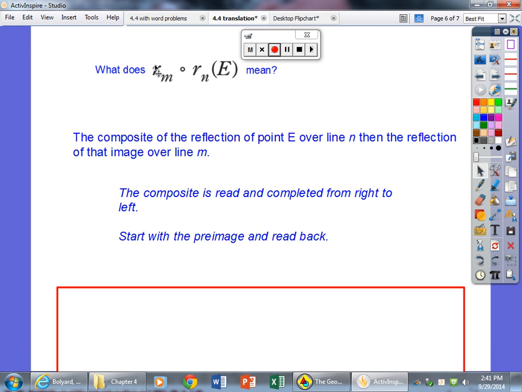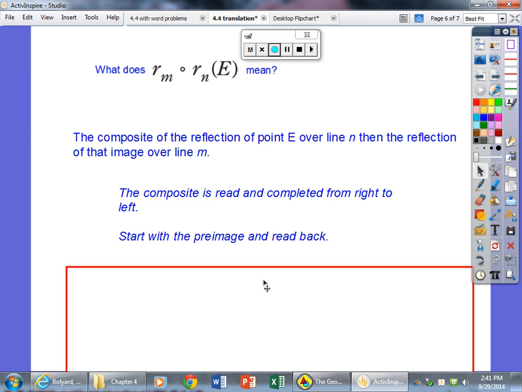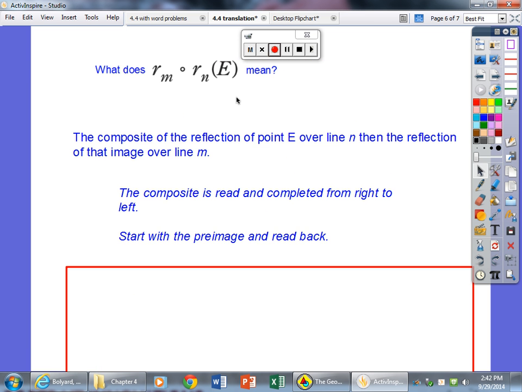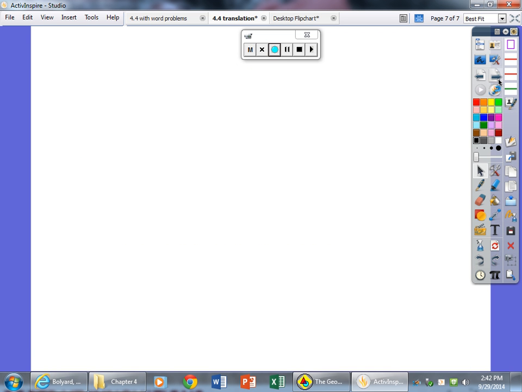This is the one place where people make a lot of errors. They try to reflect it over M first, but if you just think about it, this is where I need to start. I'm starting with my pre-image and then I work backwards. That will help you figure out which direction to go. So as I said, the two things you need are distance, which is the distance between the two parallel lines, and direction, which tells you what direction to go. I'm going to reflect it over N and then over M.